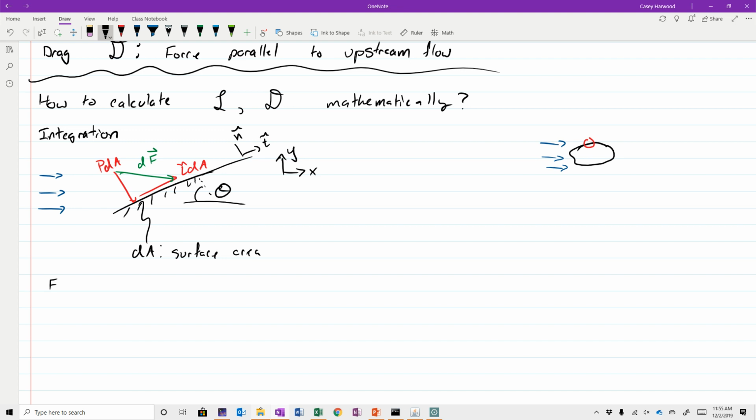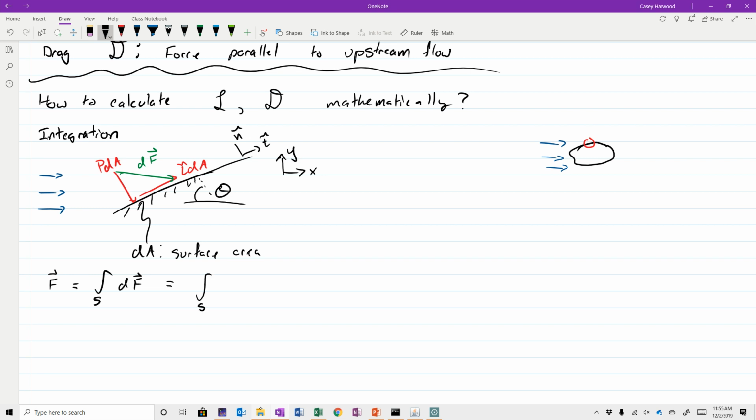So we're interested in the total force acting on this, which is comprised of, again, lift and drag, but we'll get to that in just a moment. But the force is the integral over the total surface area of these little component forces, dF.